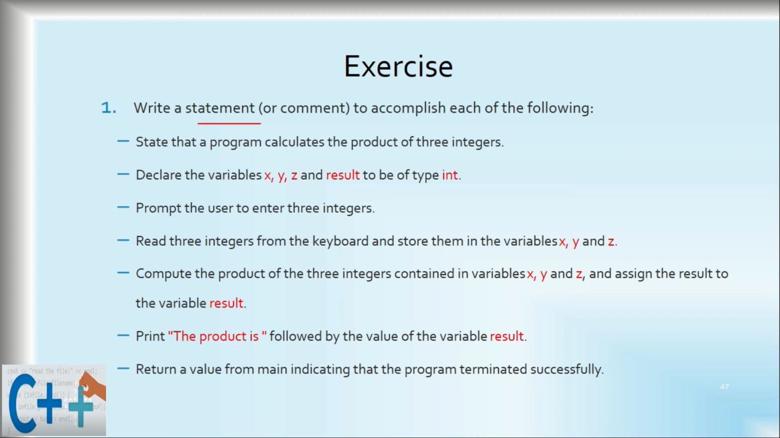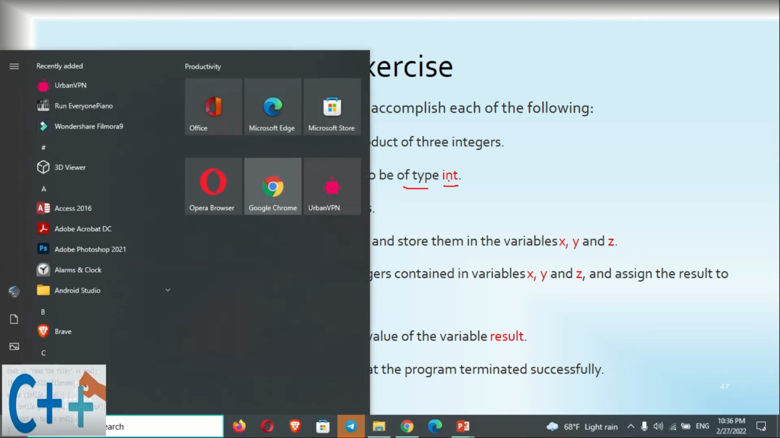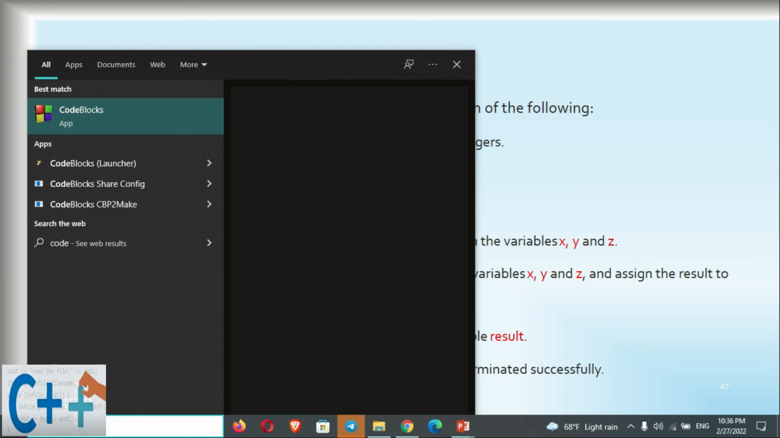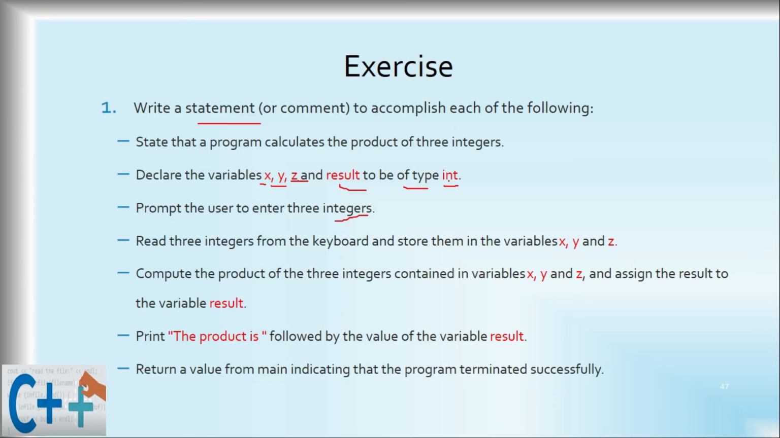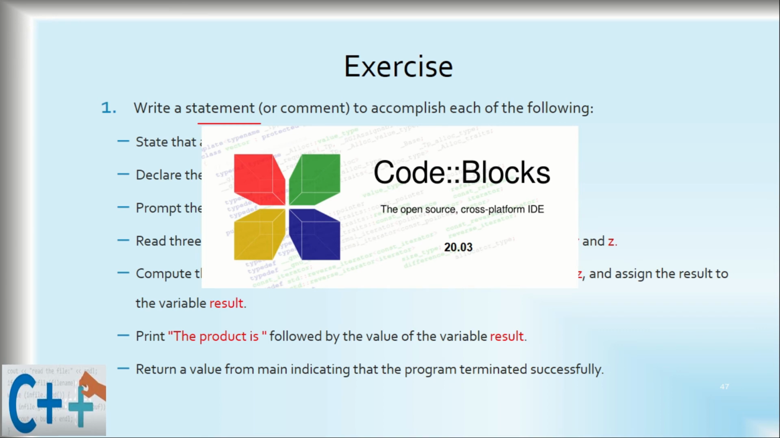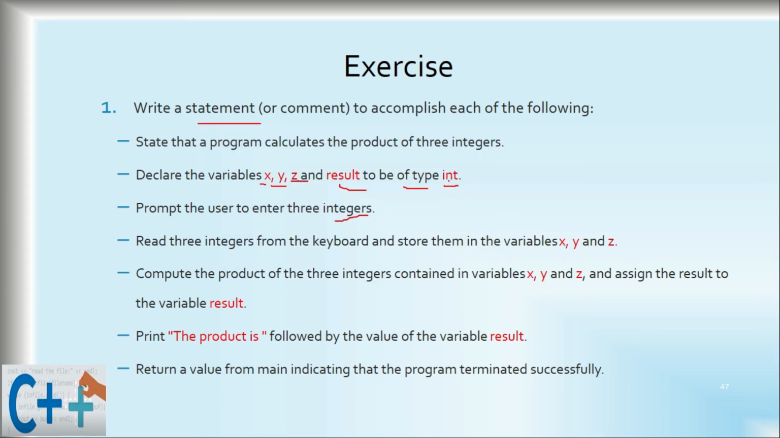Write a statement or comment to accomplish each of the following tasks. State that the program calculates the product of three integers, x, y, and z, and that the data type of the result variable is integer. Prompt the user to enter three integers, accept from the user three integers, read three integers from the keyboard and store them. First, open the code block to complete this exercise. I will show you one by one, and we try to solve this problem.